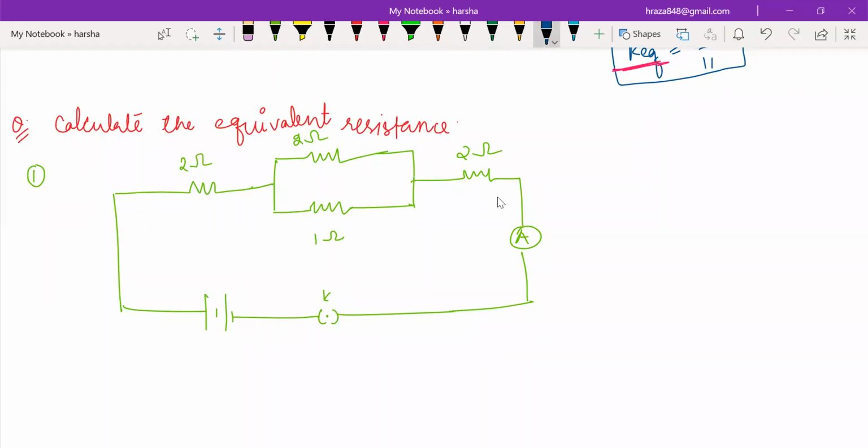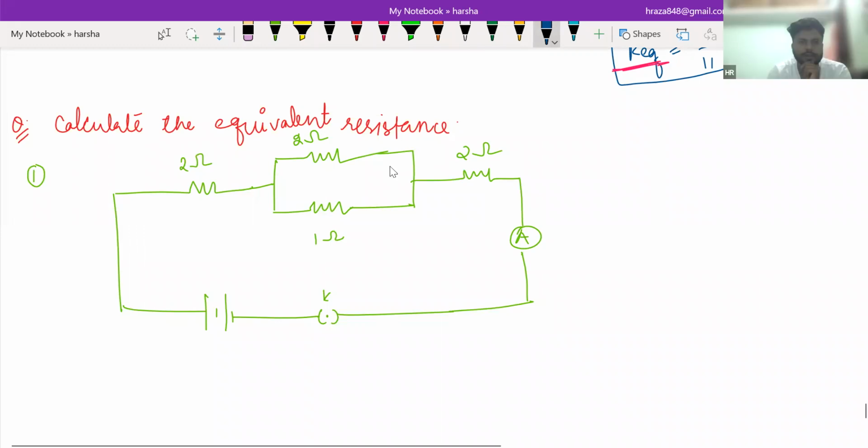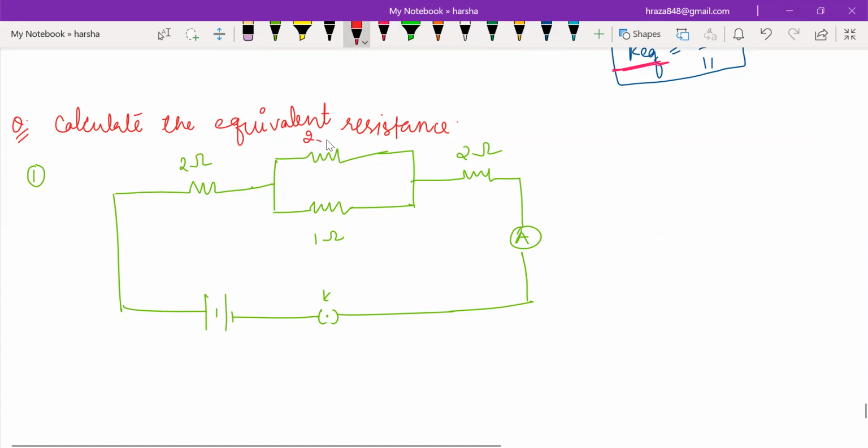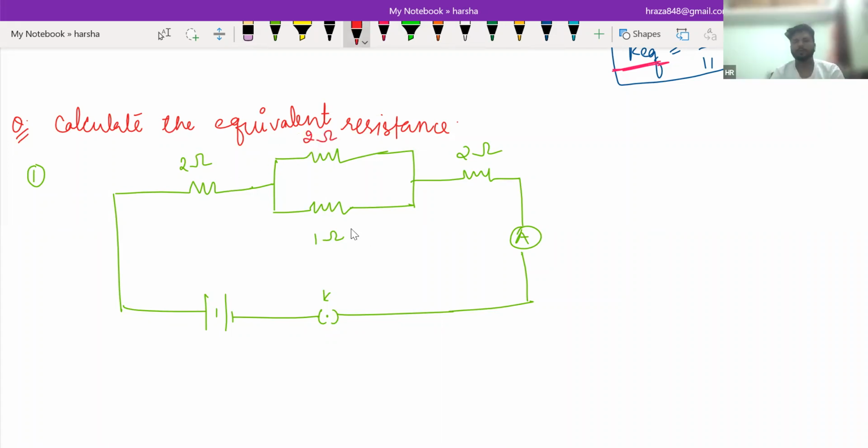Sir, in the parallel resistor, is it 2 or 8? This is basically 2. You were talking about this, right? Yes. 2 ohm, 2 ohm, 2 ohm.